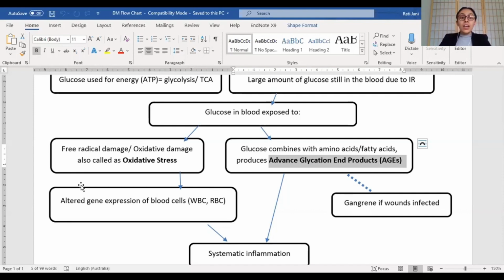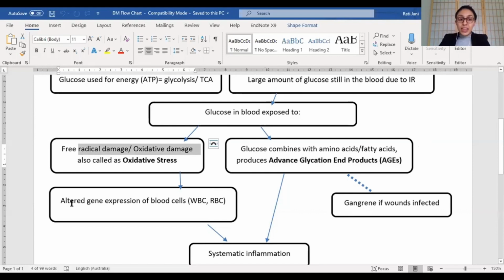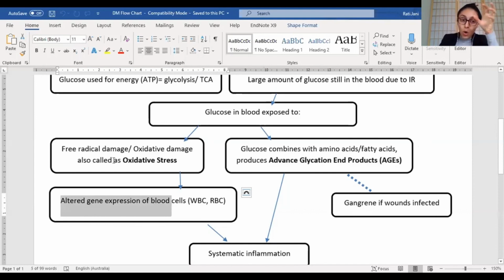Okay, then what happens? When you have these free radical species floating in your blood, they will cause altered gene expression. Because free radical damage, guys, oxidative stress has the ability to increase inflammation in its own capacity. So when you have free radical molecules in your blood, this in itself will trigger the immune system and it will increase inflammation. Free radical ions in your body are in themselves inflammatory agents. So they will trigger the immune system, but they themselves are inflammatory agents.